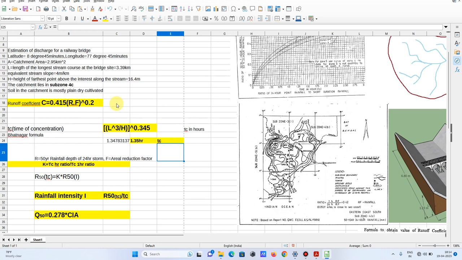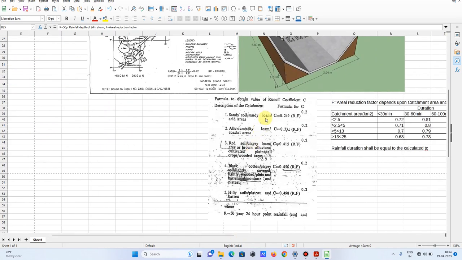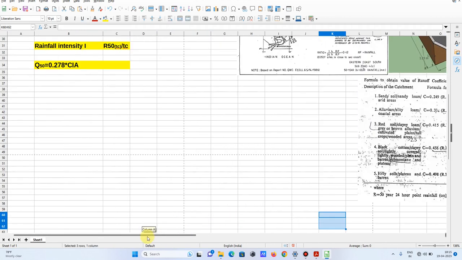This TC value I can use in the runoff coefficient to find the areal reduction factor. Okay, and in this runoff coefficient, C is equal to 0.15 RF to the power 0.2. We have determined this based on the soil in the catchment. It is mostly plain dry, and we check this RBF-16 table, number 3, where they have mentioned the cultivated plain and its formula, 0.15 RF to the power 0.4. Okay, so we'll use that.